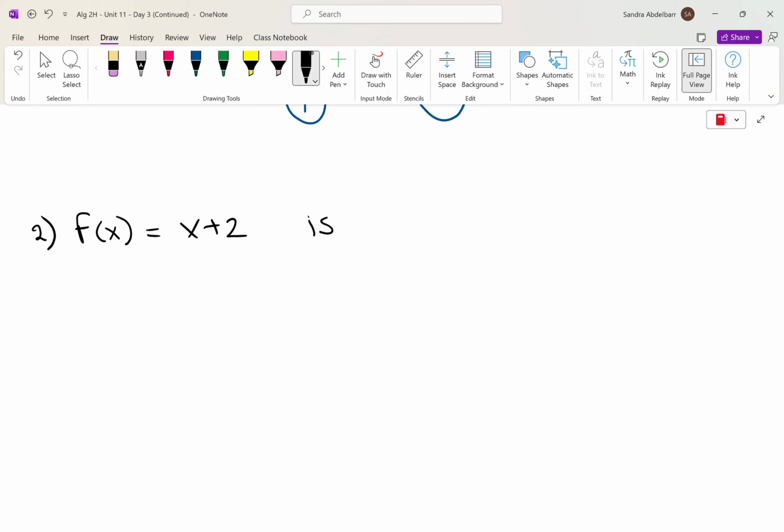All right, next one. f of x equals x plus 2. Is its inverse a function?